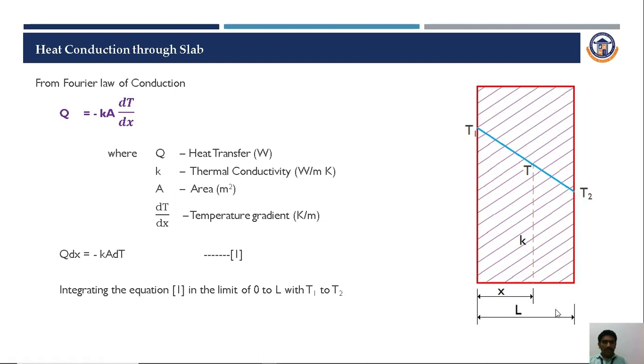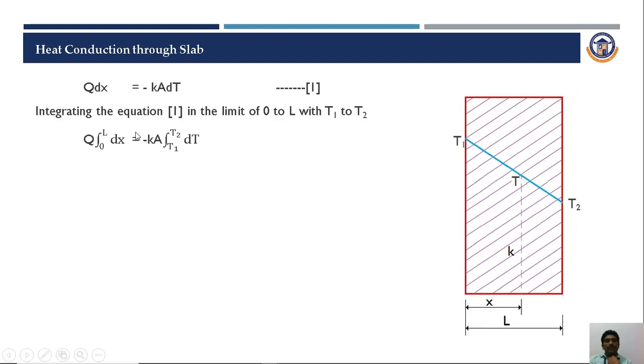Now we integrate the above equation with the limits 0 to L for x and T1 to T2 for temperature. The integral of dx from 0 to L, times q, is equal to minus kA, which is constant and kept outside, times the integral of dT from T1 to T2. T1 and T2 are the temperature limits, and 0 to L is the limit for thickness.